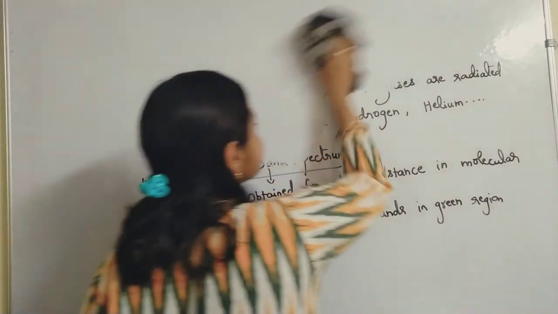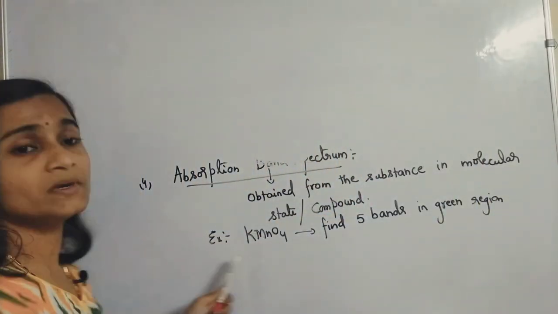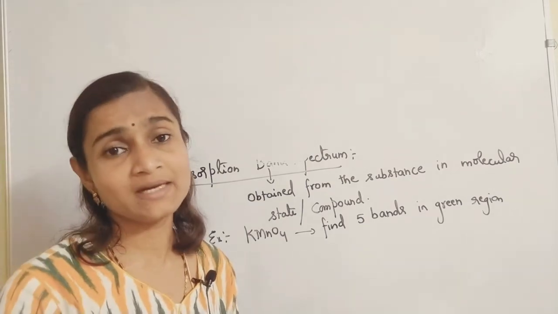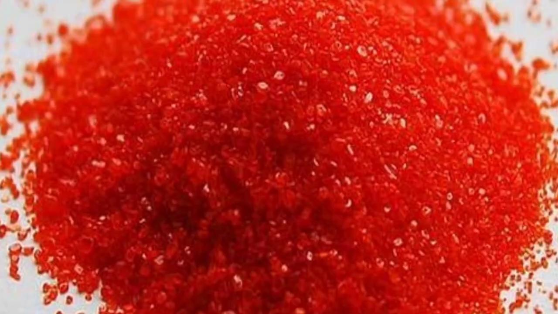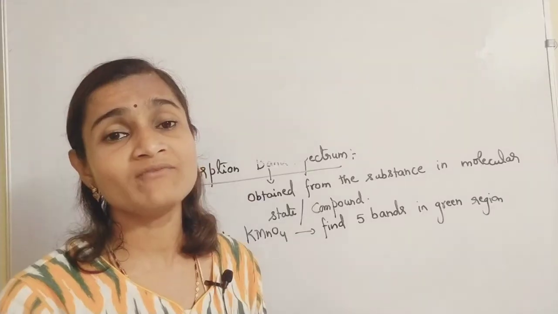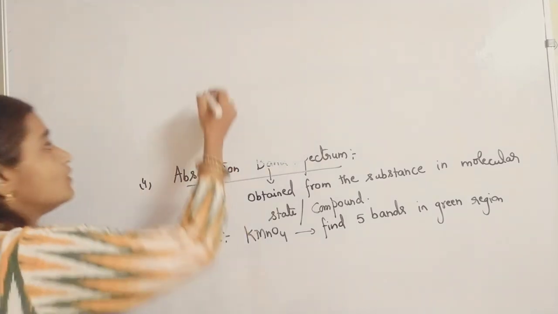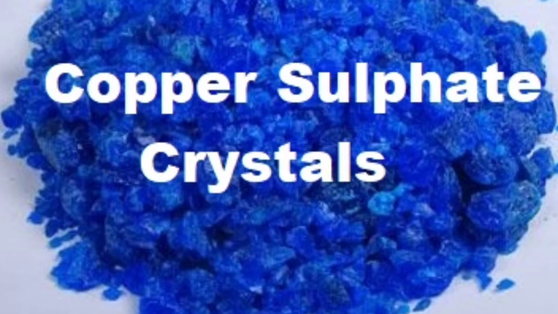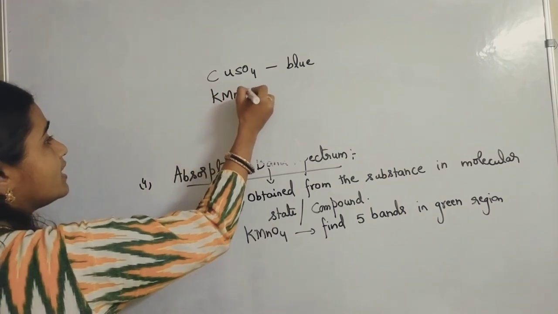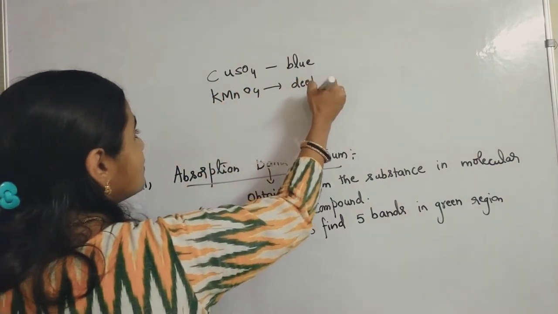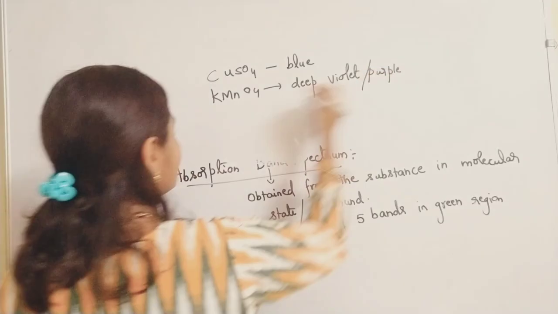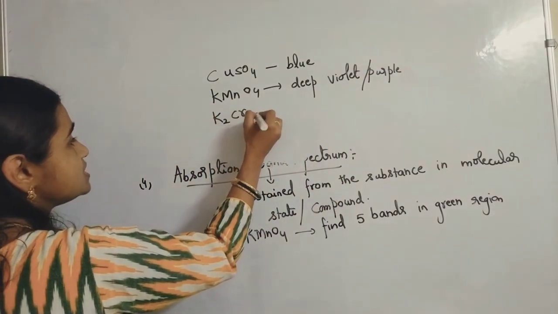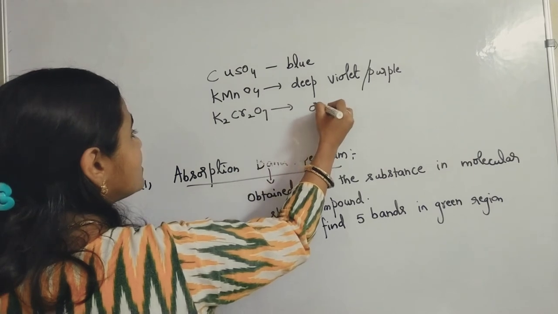The color of certain salts. Suppose, just now I was telling you, potassium permanganate, KMnO4, is deep purple color, and you all know that potassium dichromate is orange colored. Why do certain salts exhibit certain colors? Copper sulfate, CuSO4, appears to be blue. KMnO4 appears to be deep violet or purple color. And potassium dichromate, K2Cr2O7, appears to be orange in color.